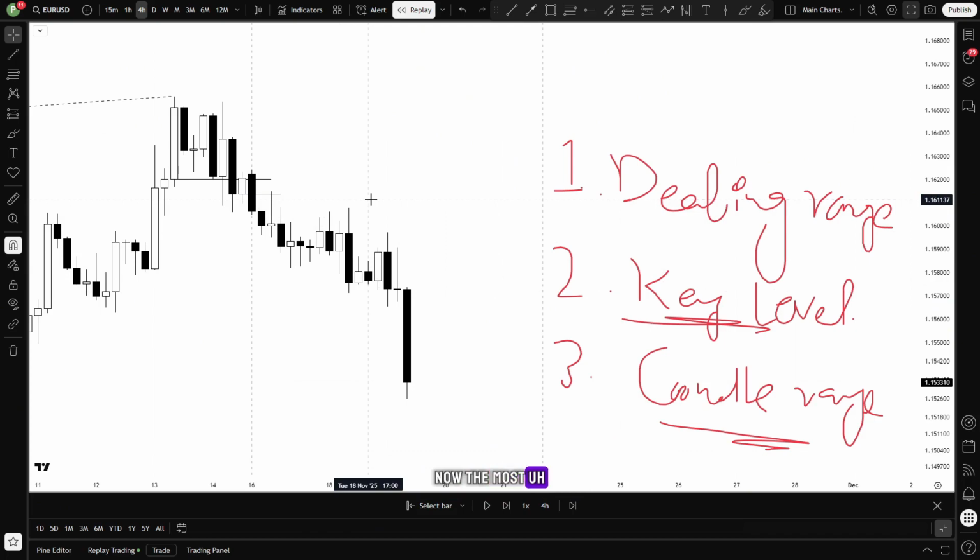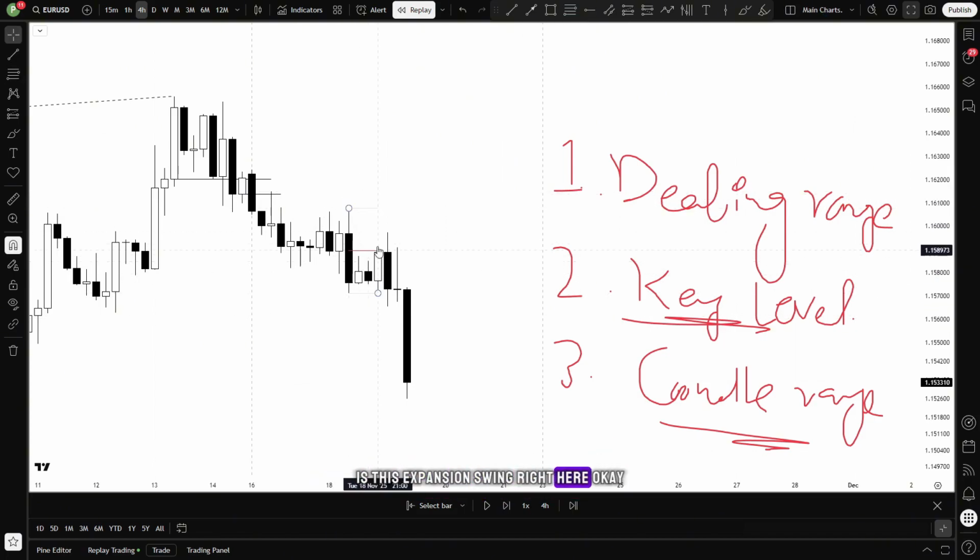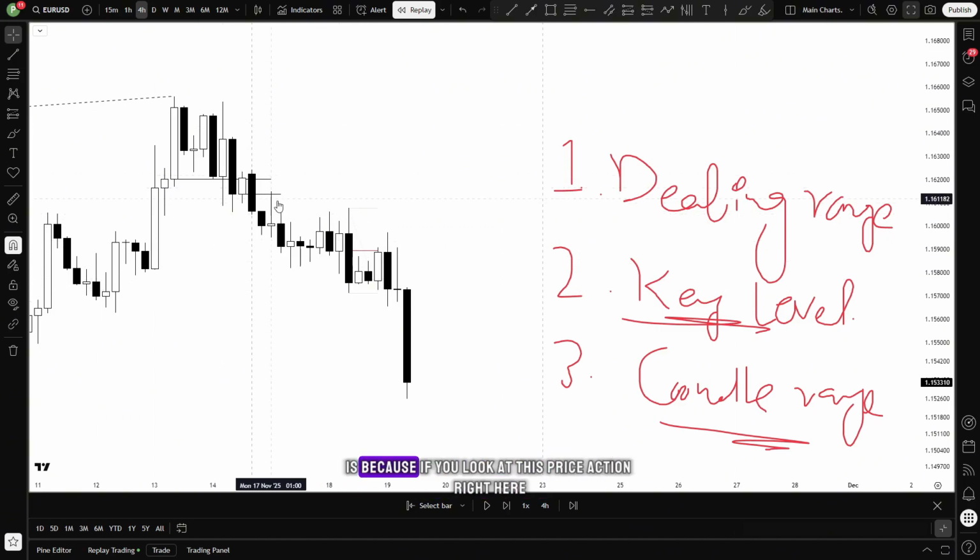Now the most relevant and appropriate dealing range that we had on Wednesday on the 4-hour time frame is this expansion swing right here. The reason I chose this expansion swing as my dealing range is because within this expansion swing, we don't have any unfilled or untested key levels. The key levels that we had were already tested before, on Monday and Tuesday.